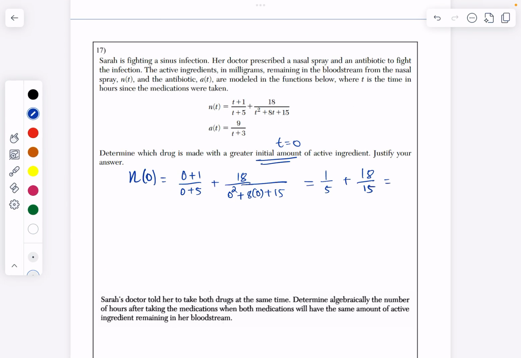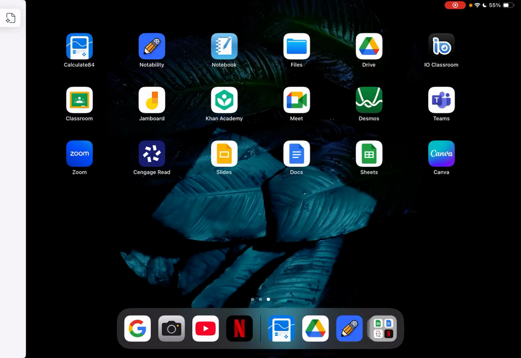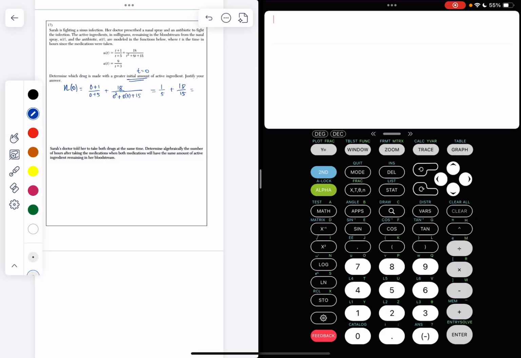If we use our calculator for this one, which we should to make our life a little bit easier, we clear it, alpha y equal, we have a 1 over 5, and then plus alpha y equal, enter 18 over 15, which is 1.4. Okay, let's take a look at the next one.